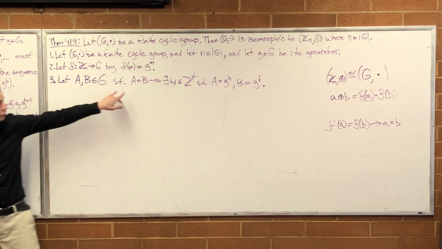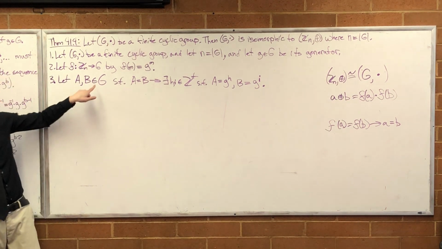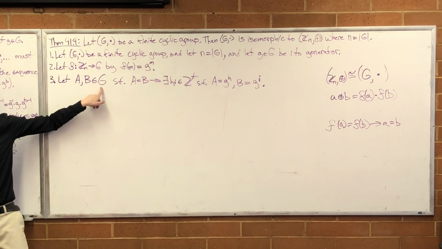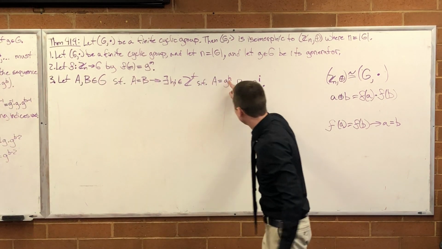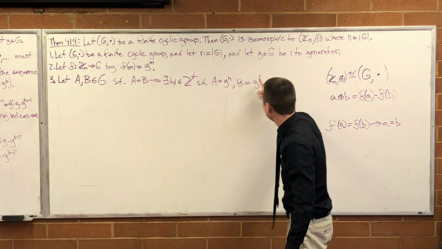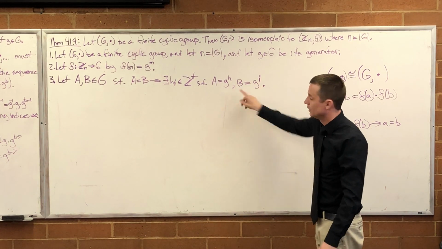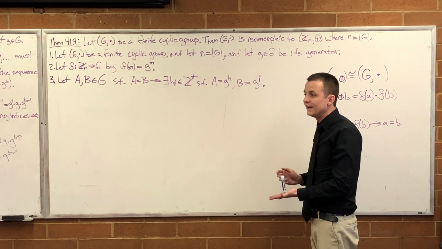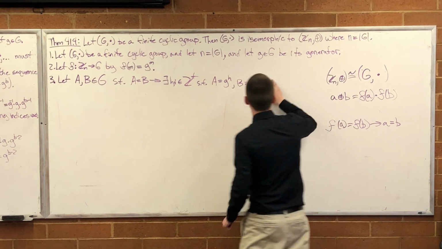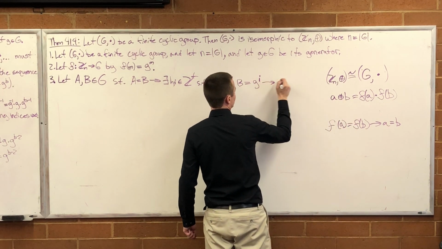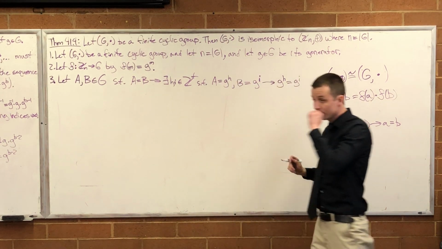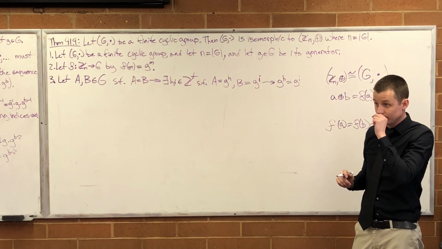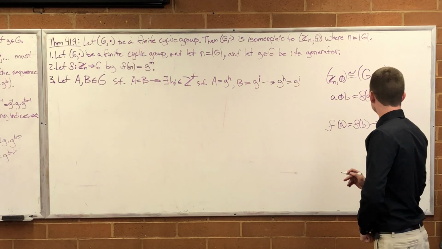Grab two random elements in G that are equal. Since they're in G, they have to be able to be generated by the generator. So there has to be some H I can raise g to get A, and there has to be some I I can raise g to get B. So now g to the H is equal to g to the I. Maybe put that last line here, last bit of logic. So I now know g to the H is equal to g to the I. Good? Yeah. Okay.